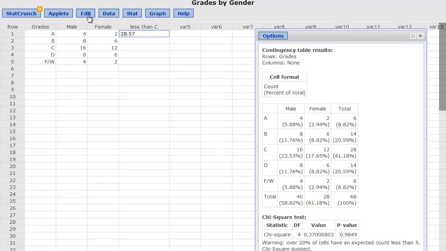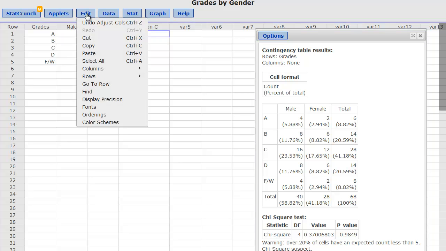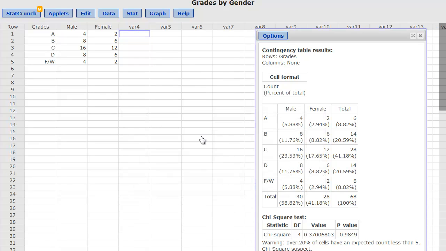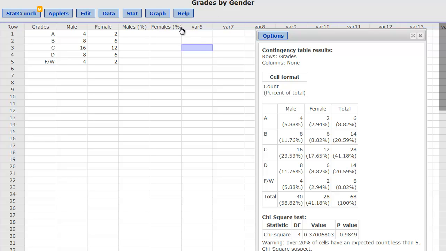To get rid of this less than C, I'm going to click edit. I'm going to click column and delete, and I'm just going to delete that column right there, so that here what I can do is I can put males by percentage, and I can put females by percentage. Okay? I'm just going to scoot that over a little bit.